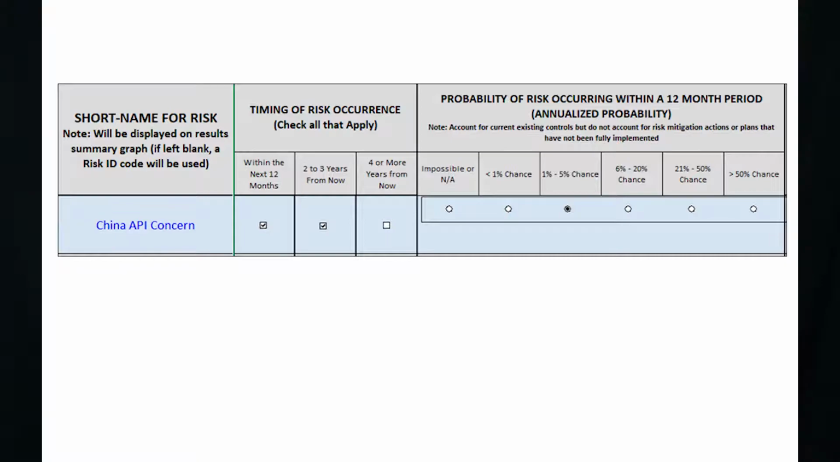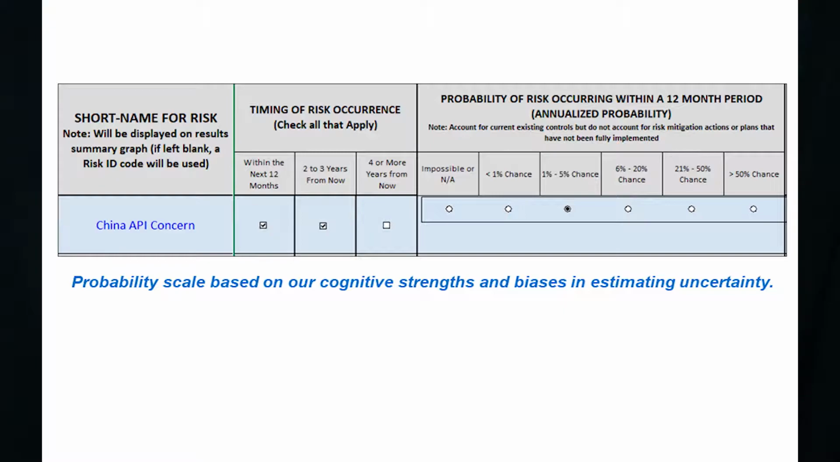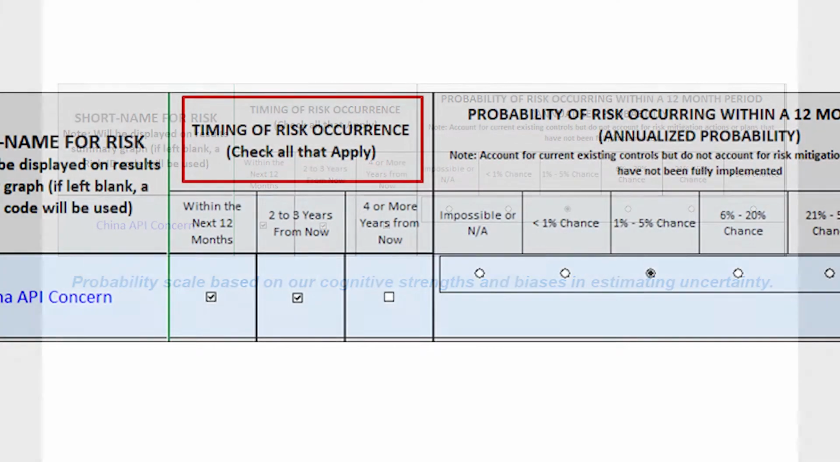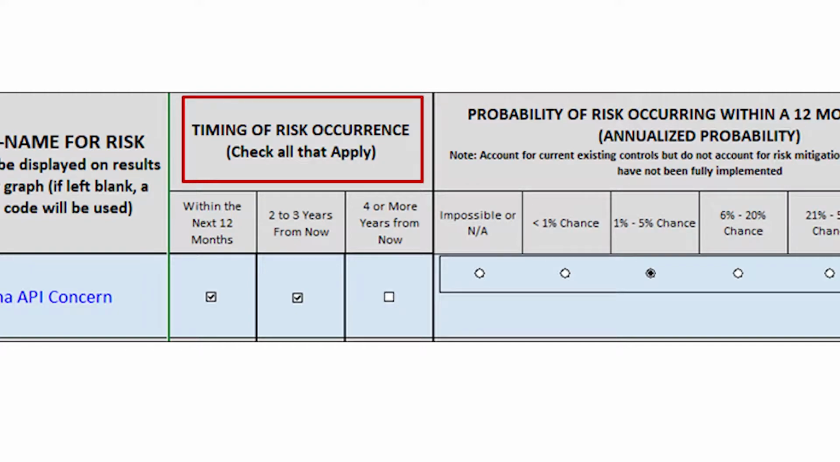For each of the identified risks, we will assess the probability of risk occurrence over the defined time horizon, and once again in this example, we'll be using a 5-year time horizon. The overall approach and scale is based on our cognitive strengths and biases in estimating uncertainty. The first step in assessing the probability of occurrence is to specify the time windows in which the risk might occur. We'll simply check the time windows in which the risk might occur: within the next 12 months, 2 to 3 years from now, and or 4 or more years from now, which in this case means in the 4th or 5th year, given our 5-year time horizon.